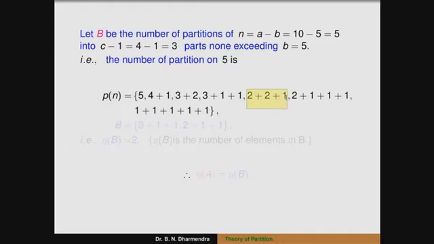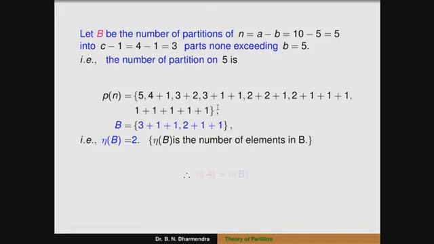The remaining ones are 2 plus 1 plus 1, which is 4 parts, and the remaining ones are 5 parts. So here also, using this statement, B can be written as only 2 parts, that is 3 plus 1 plus 1 and 2 plus 1 plus 1. So the cardinality of B, that is eta of B, is equal to 2. Eta of B is the number of elements in B. Therefore eta of A is equal to eta of B.